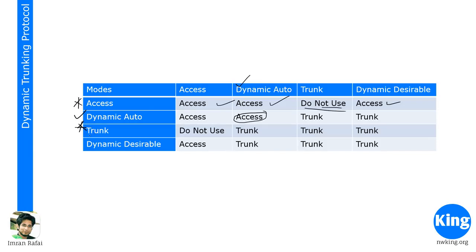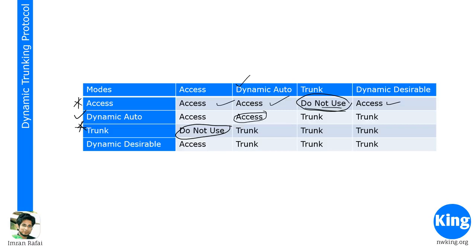Whenever it is hard coded on either side, if it's hard coded to be a trunk, then it will always be a trunk. If it's hard coded to be an access, it will always be an access, except for these 2 cases where one side is configured to be an access port and the other side is configured to be a trunk. That is something that you should not use because it will give you unreliable results, right?